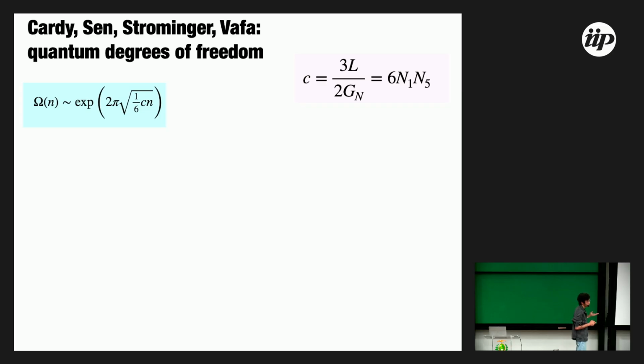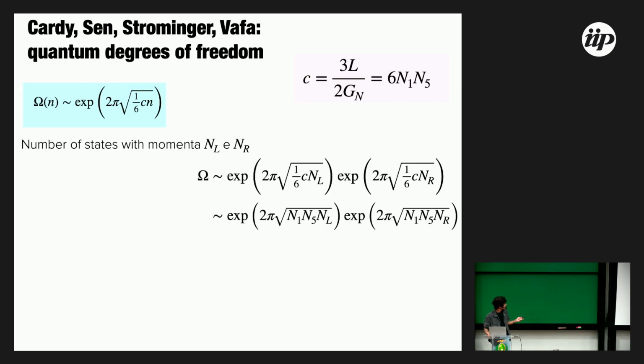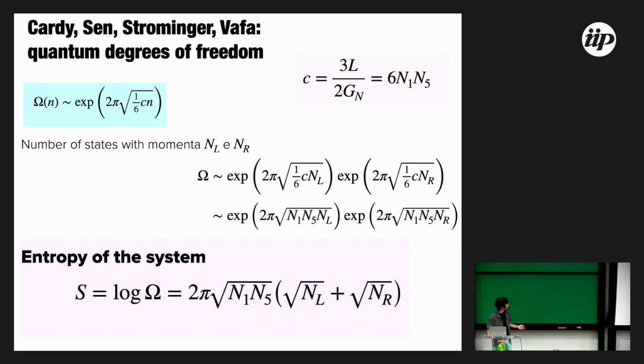Well, we actually had written this formula. Okay, so you take the central charge and you put it inside Cardy's formula. The number of states with momentum NL and momentum NR will then be the product of the number of states with momentum NL and momentum NR, if n is very large. And, well, when you replace the central charge, you get this. And if you take the logarithm of these exponentials, you get this here.